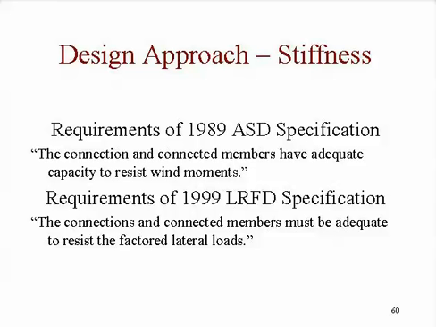There's been a lot of misinterpretation of that statement. If you look at what it said in the 1999 LRFD specification, it said the connections and the connected members must be adequate to resist the factored lateral loads. And some people interpreted that to be something different than what we had in 1989. I'm not sure that either one of them meant we could ignore anything. I think they were both trying to tell us you have to resist all of the loads that are going to be on your structure.